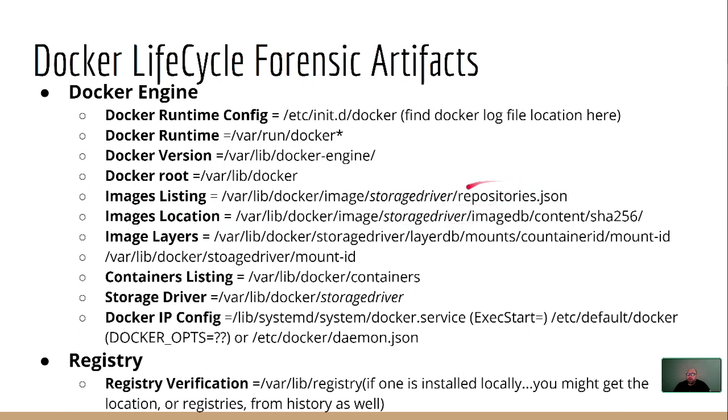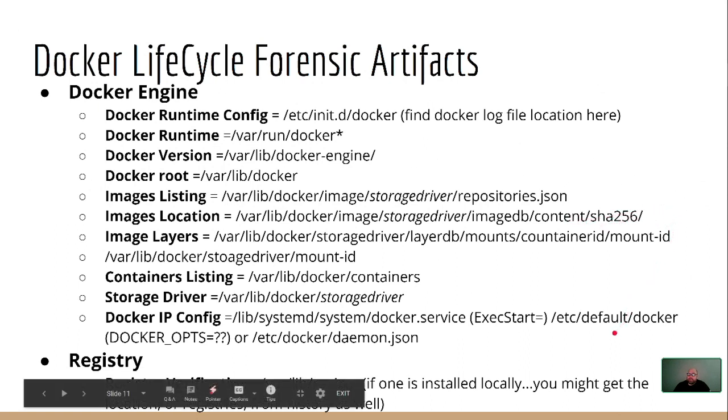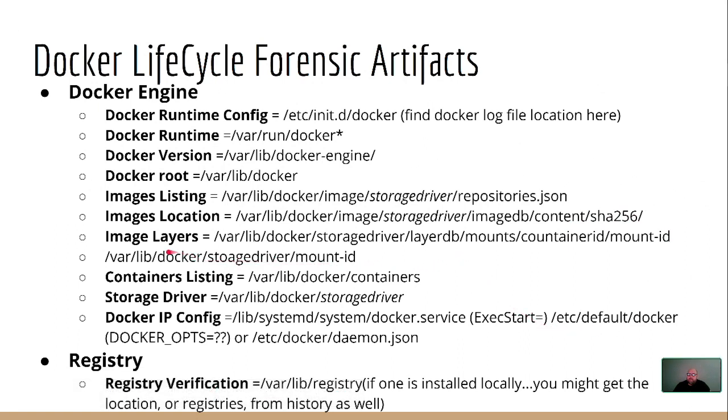Building on that, we also have our image location. Our repository tells us what images are there. Then for our image location, there's something called ImageDB, and inside ImageDB we have a listing of different SHA-256s. Again, those are all the images that have been pulled down to the machine. We'll comment a little more on that later. Then we also have our image layers, and the layers are effectively what our images are comprised of.